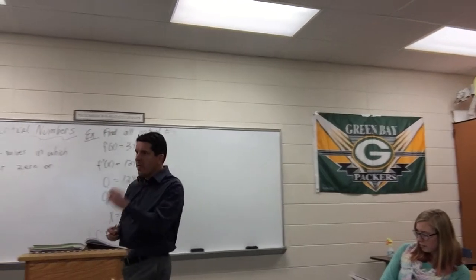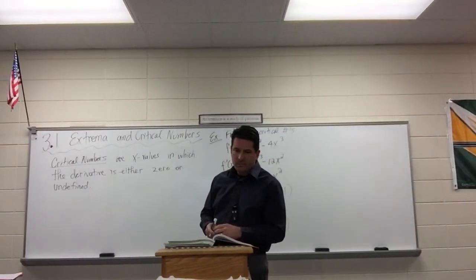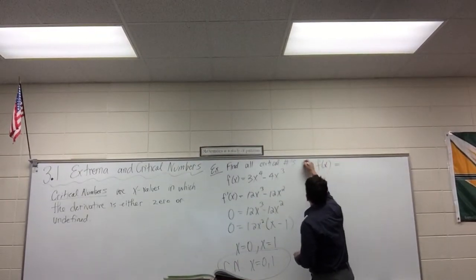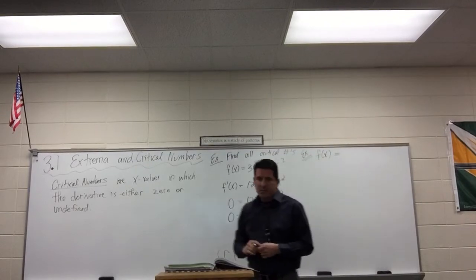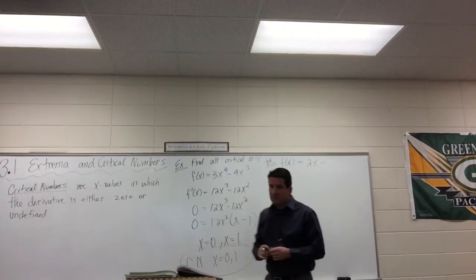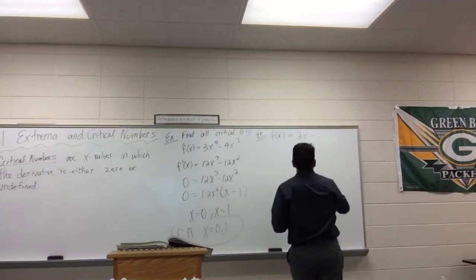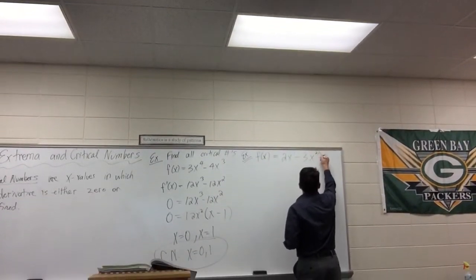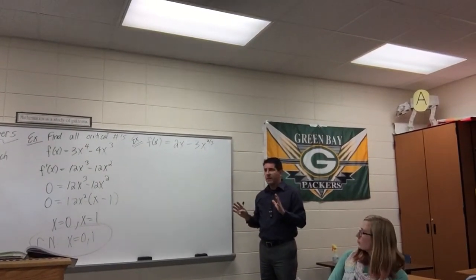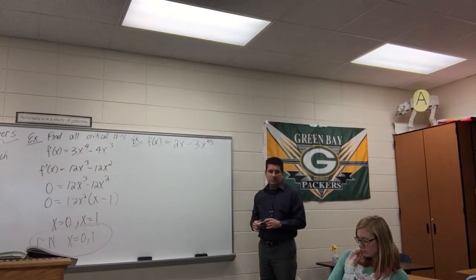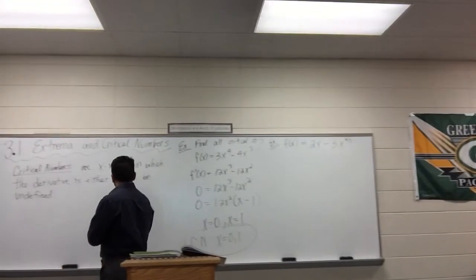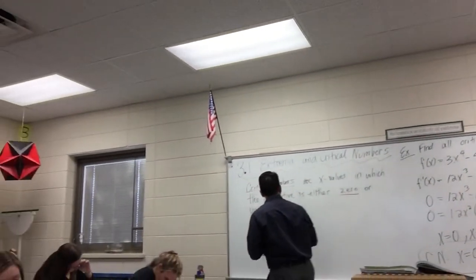That make sense? Critical numbers. Okay, let's do another one. So this is another example. f of x is equal to 2x minus 3x to the 2/3. Again, the directions are the same. Find the critical numbers. And critical numbers occur where the derivative is either 0 or undefined.